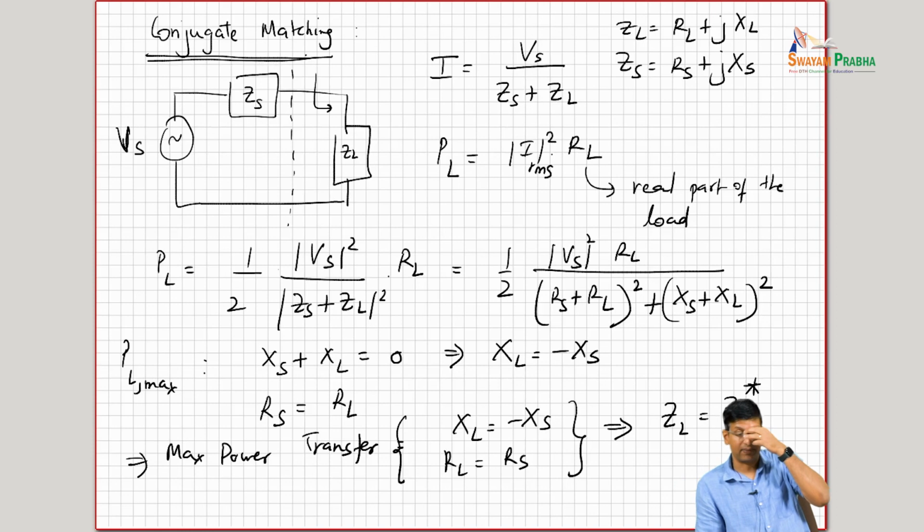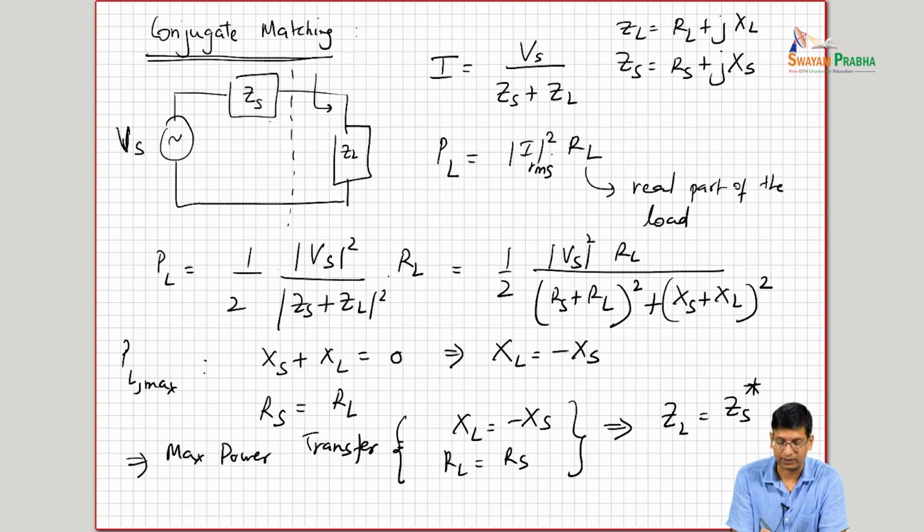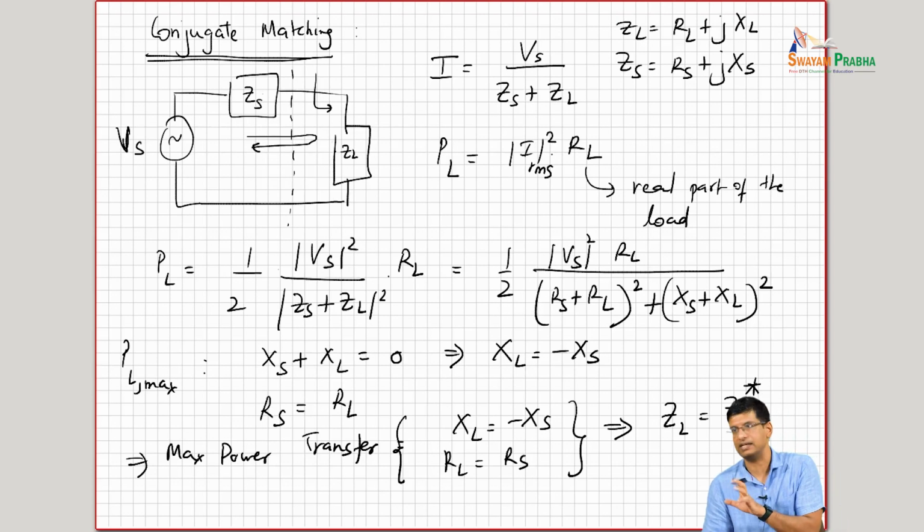Notice that conjugate matching is not reflection-free matching, right? If I really wanted to make sure that there were no reflections back and forth, I should make ZS equal to ZL, right? Because then (ZL minus ZS) by (ZL plus ZS) would be 0. But in conjugate matching, there are reflections, right? But these reflections sort of cancel each other until you get to the point where you are basically transferring the maximum power into the load when ZL is ZS conjugate, right? So conjugate matching and reflection-free matching are two different things. Does this make sense? Okay.